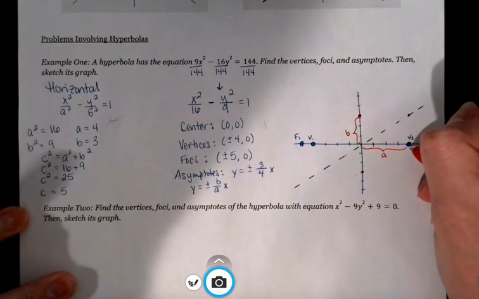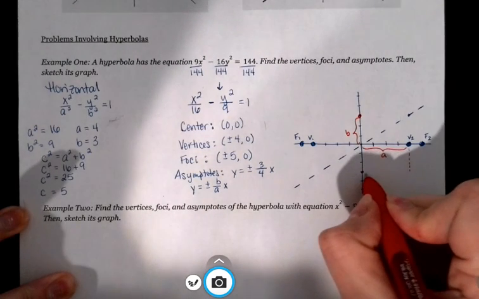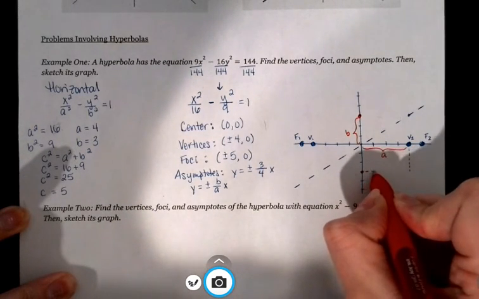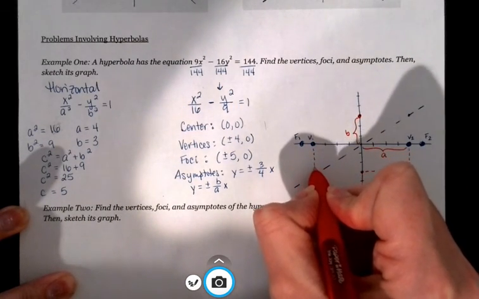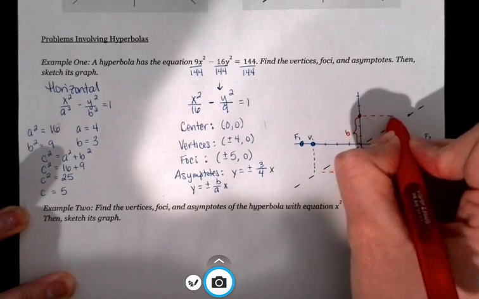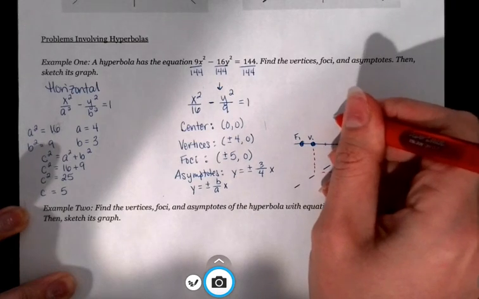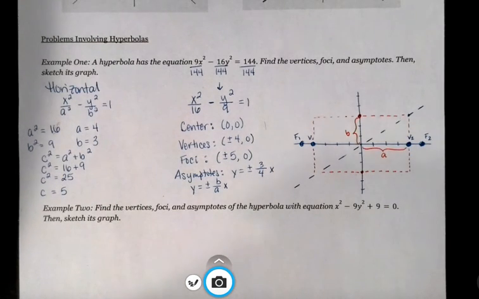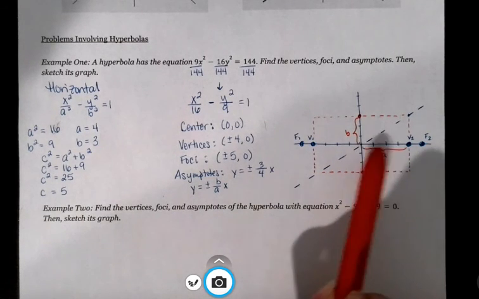But I'm going to do this in red. So I'm going to create a vertical line through one of my vertices here, and then wherever I put my point for my B, which is technically my co-vertex, I'm going to make a dotted line out there. Same thing here. I'm going to go down, and then this should be across here. So hopefully you can kind of see what I'm doing. So I created that rectangle. It is B away from the center and then A away from the center.